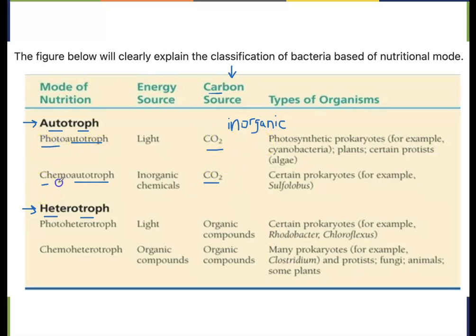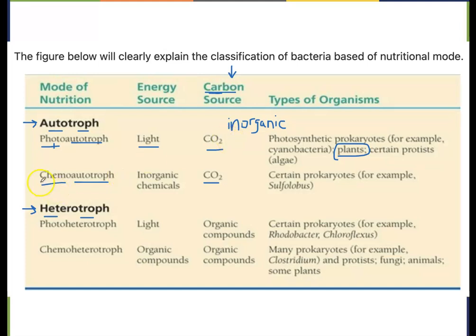The photo and the chemo refers to how do they get their energy, right? How do they get their energy to make that carbon? Well, light is for photo, right? So if you think about plants, they are photoautotrophs. They take sunlight, they harness that sunlight so they can power the production of their organic molecules, of their carbon, using the inorganic precursor molecule.